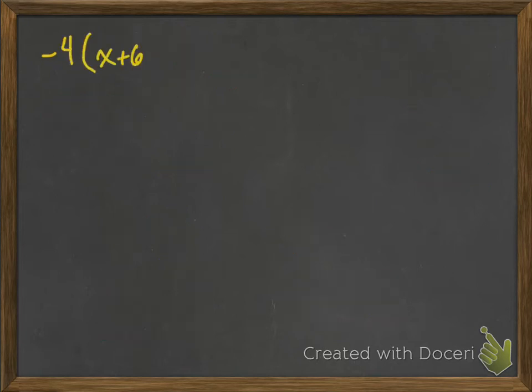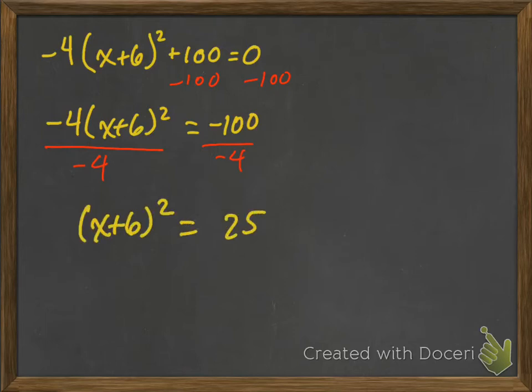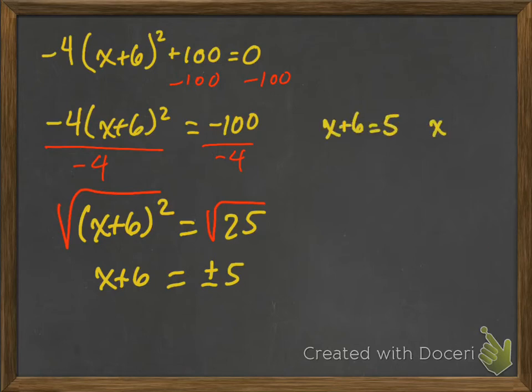Okay, let's do another one. Negative 4 times x plus 6 squared plus 100 equals 0. We got some big numbers there. So what? Treat them all the same. Subtract 100 from both sides, and then divide both sides by negative 4. Then we work our equation down to x plus 6 squared equals 25. Now, what do we do? We take the square root of both sides, and that gives us x plus 6 on the left side and plus or minus 5 on the right side. So our two equations that we solve now are x plus 6 equals 5 and x plus 6 equals negative 5.